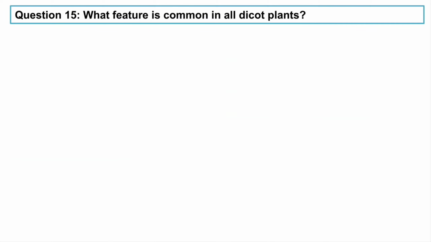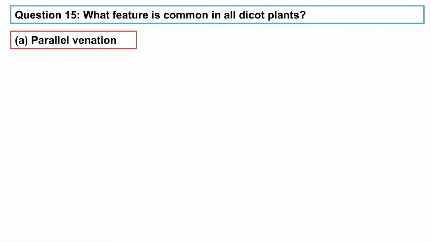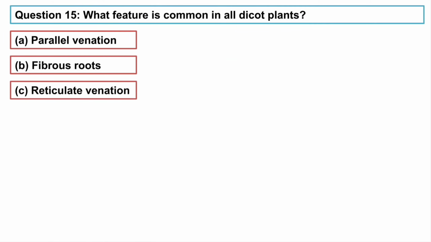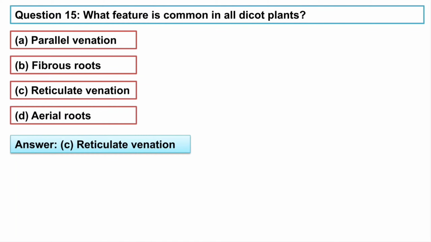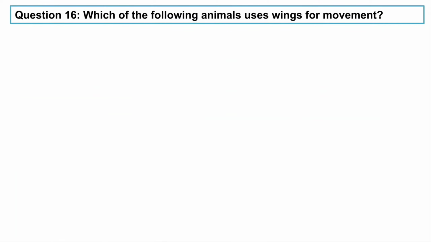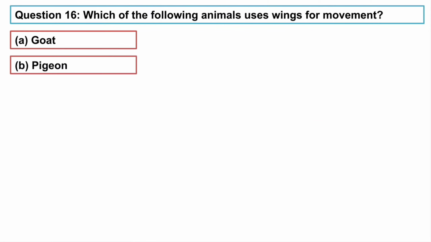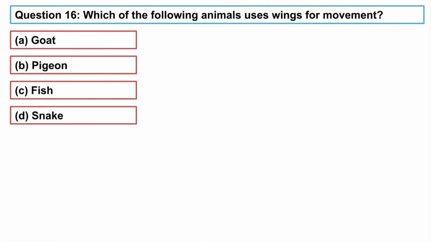Next question, what feature is common in all dicot plants? Okay, about dicot plants, which of these features is common? Let us see the options first: parallel venation, fibrous roots, reticulate venation, or aerial roots. So what will be the correct answer here? The correct answer is reticulate venation. Okay. Which of the following animals uses wings for movement? So let us see. Goat doesn't have wings, isn't it? Pigeon, yes, we can consider pigeon. Fish also doesn't have wings. Snake also doesn't have any wings. So what will be your correct option? Your correct option is pigeon.